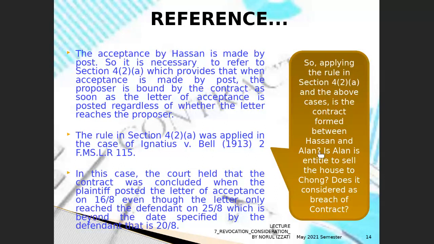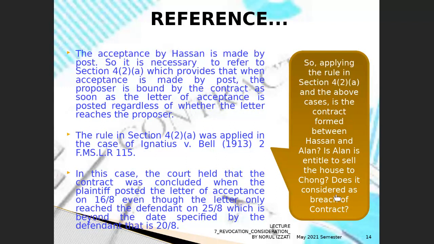Is Alan entitled to sell the house to Chong? The answer is definitely no, because once the contract is formed, Alan is not allowed to sell the house to someone else. Does it consider a breach of contract? Yes, because he should not sell to someone else. Once he sells to someone else, that means he has breached the contract.